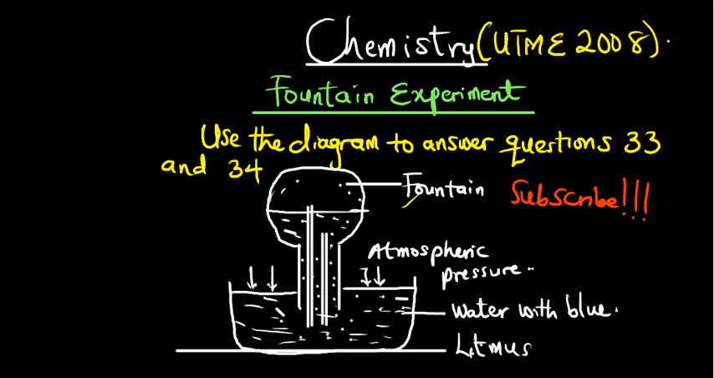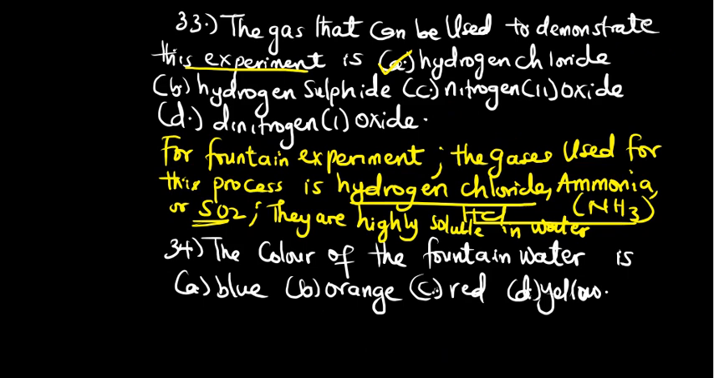Now they ask about the color of the fountain water as seen in the diagram. Don't say blue just because they said water with blue litmus. The answer is that the color of the fountain water is red. Please take note of that. Whenever they ask you what the color of the fountain water is in the fountain experiment, the color is red. Please take note of that. So our answer here will be red.